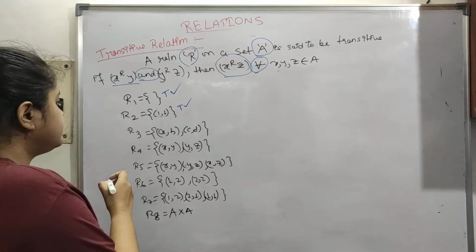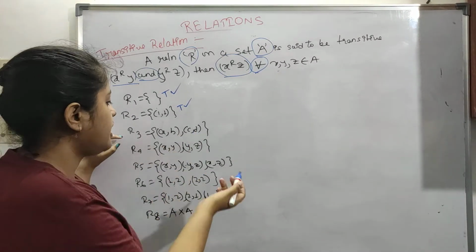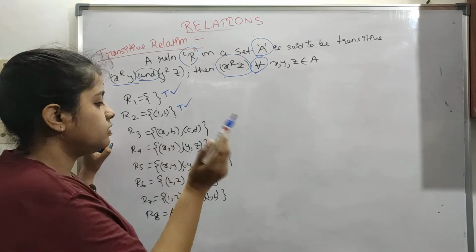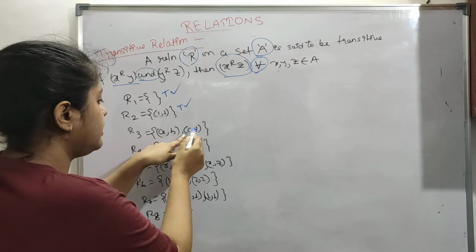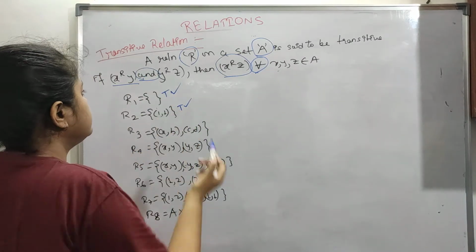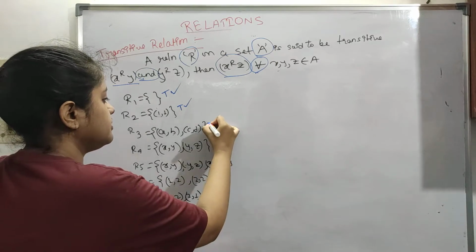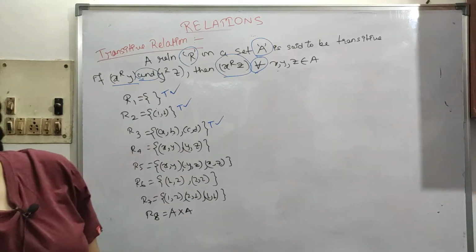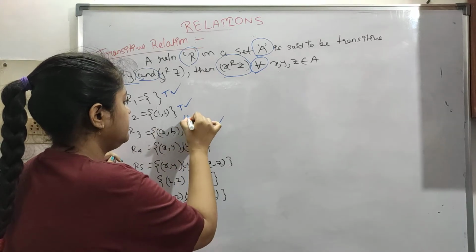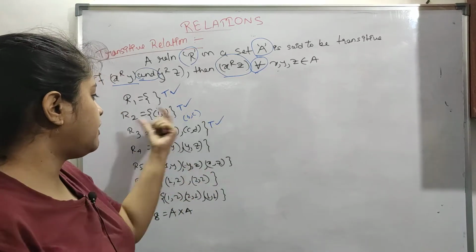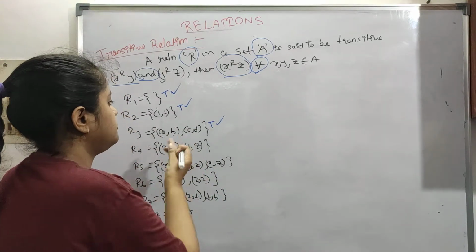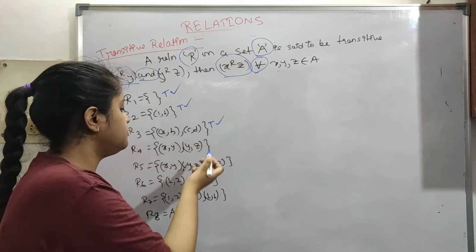So now next is R3, (A, B) and (C, D). Nothing is related further: B is not related to anything, and again in (C, D), D is not related to anything. So the AND case is not there. So this is transitive, because if something like (A, B) and (B, C) were present, then we would have to take (A, C) also, but here there is nothing like this. So this is transitive. The AND case is not used here anyway.